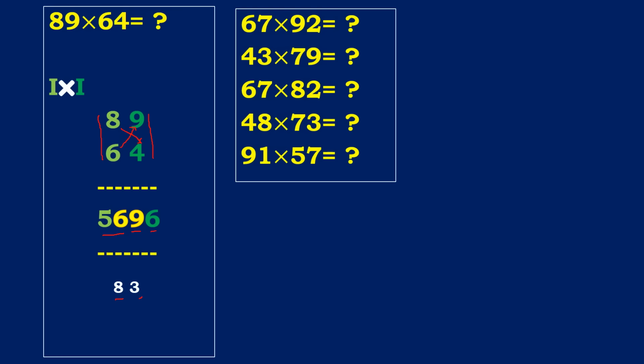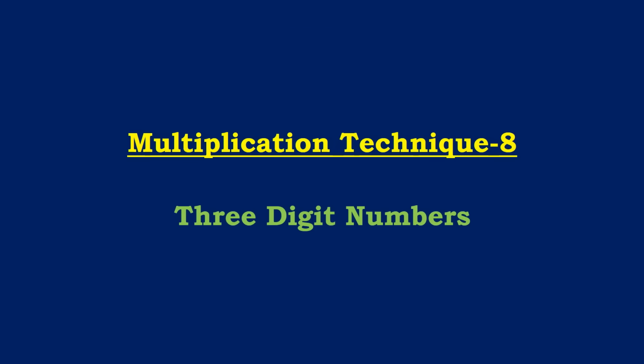I hope all of you have got all of them correct. Practice well on these. The 8th technique for multiplication is how to multiply 3-digit numbers. A general technique, which will help us to multiply any type of 3-digit number. So let us take some examples to understand this.